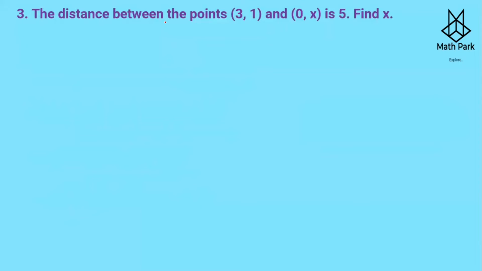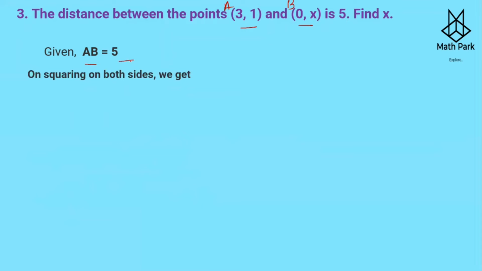The distance between the points 3, 1 and 0, x is 5. Find the value of x. So let us take this point as A and this is our B. So AB is given as 5 units. We know that the distance formula is root of x2 minus x1 square plus y2 minus y1 square. So we will take the squares of both sides to remove the square root. So we have AB square is equal to 5 square. So AB square, use this distance formula for finding this AB. This is our x1, y1. This is our x2 and y2.